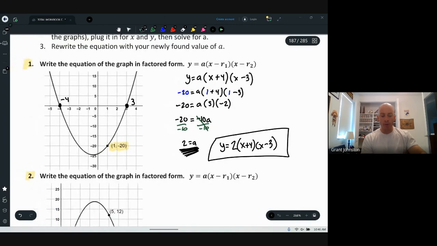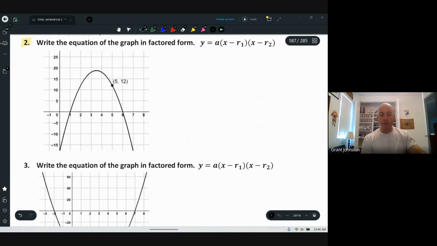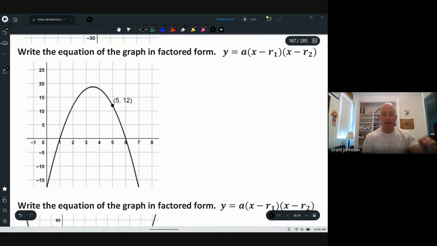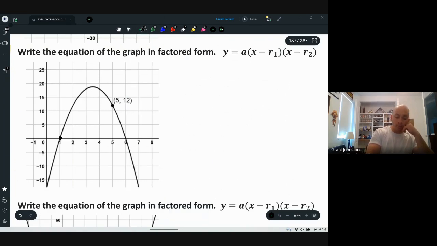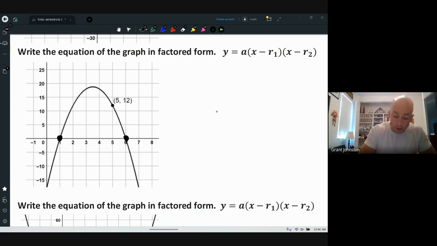Let me show you number 2. First step, identify the roots. We have a root at +1 and +6. As we are writing this, I'm going to write a as a placeholder right now. Since it was at +1, we're going to do the opposite, so I'm going to write x minus 1. And since it was at +6, I'm going to do the opposite, x minus 6.